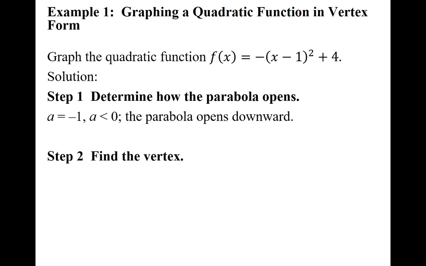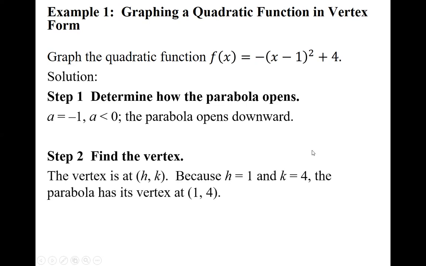Next, we'll find the vertex, (h, k). h is what is subtracted from x, and what is subtracted from x is positive 1. k is what's added after the square. That's positive 4. So (1, 4) is the vertex of the parabola.